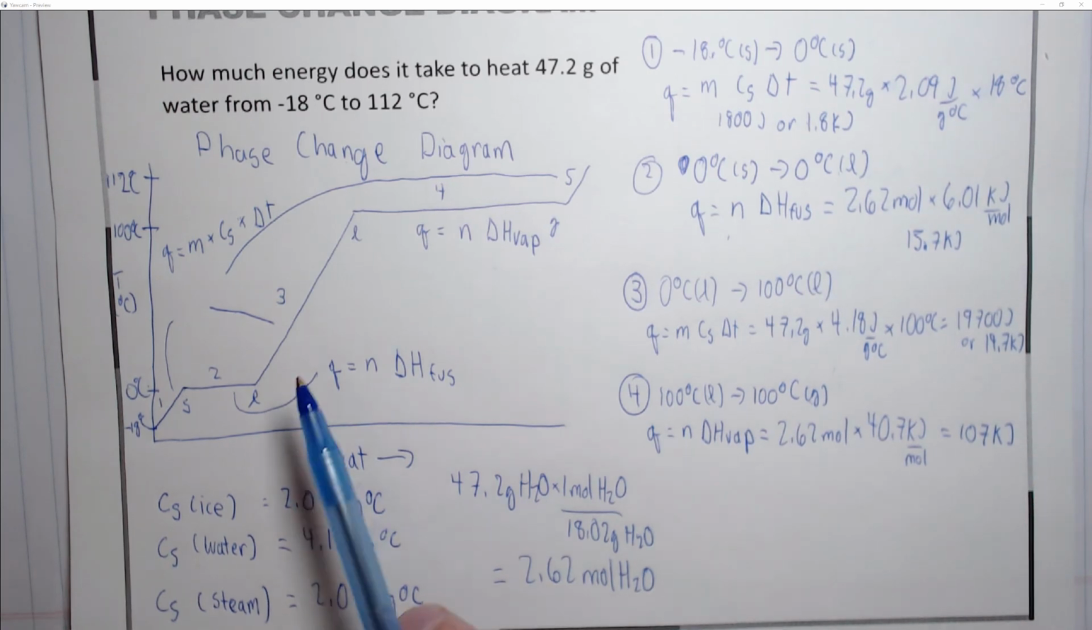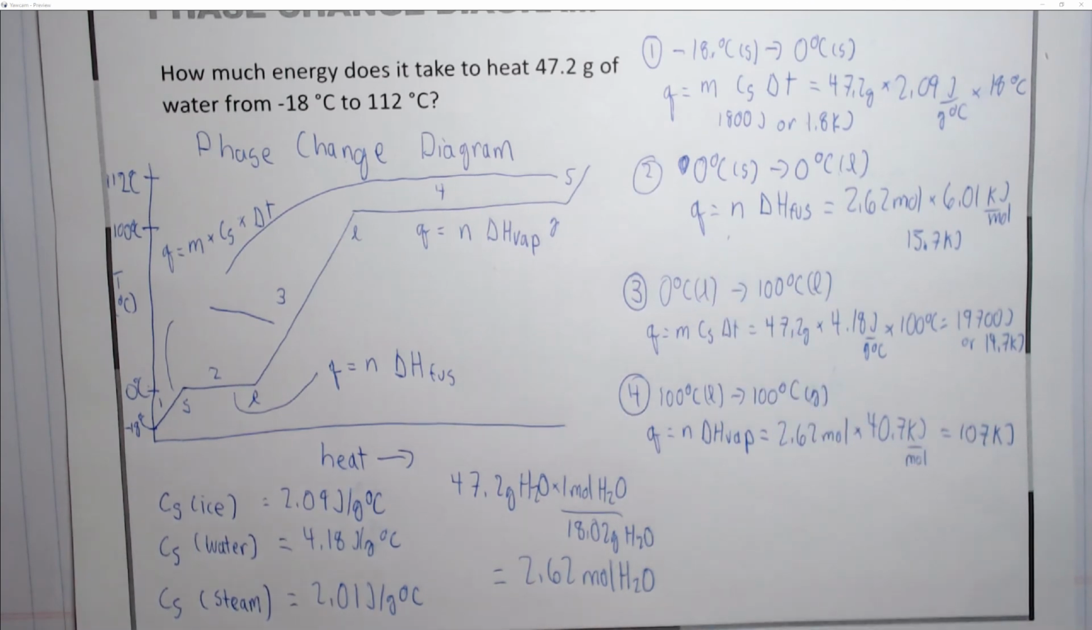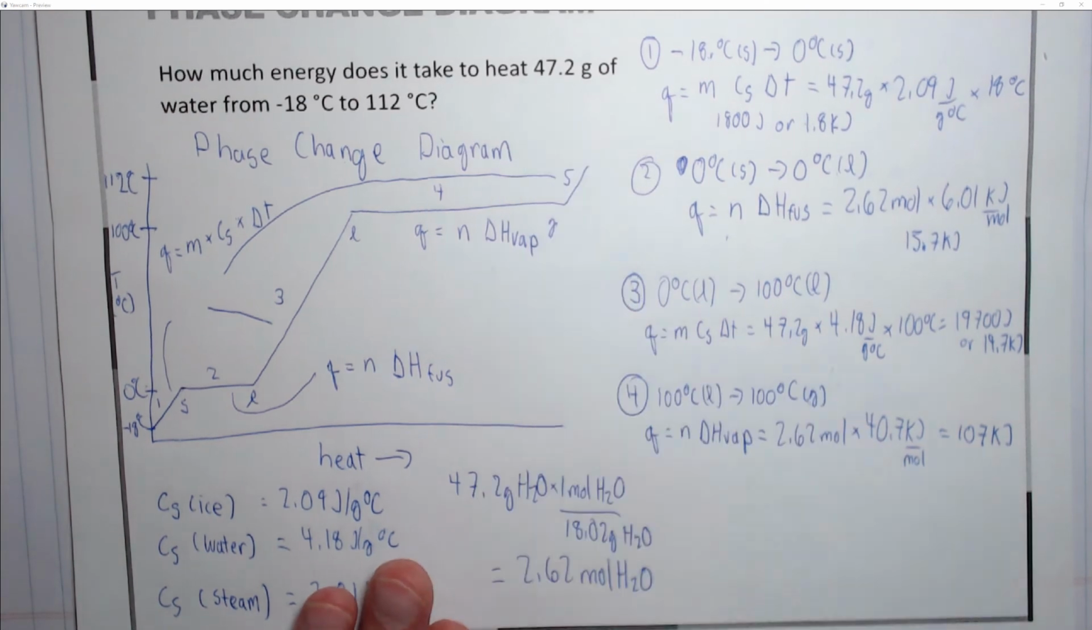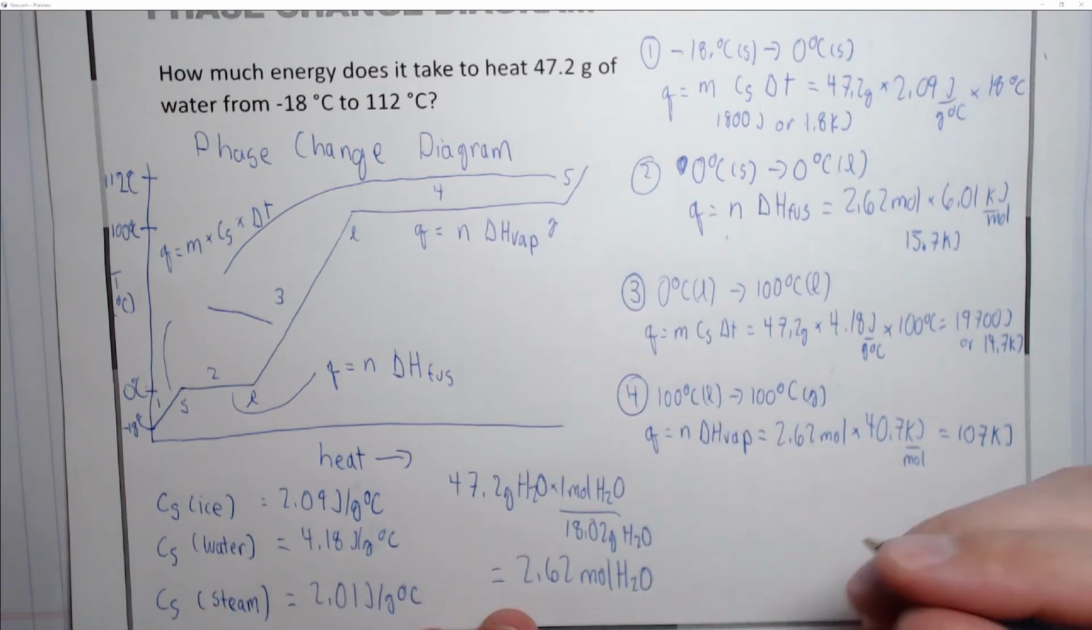You may have heard that steam burns people more than boiling water. Well, now you know why. It has a heck of a lot more energy in it, in this case 107 kilojoules more energy in these 47.2 grams, even though it's at the exact same temperature.